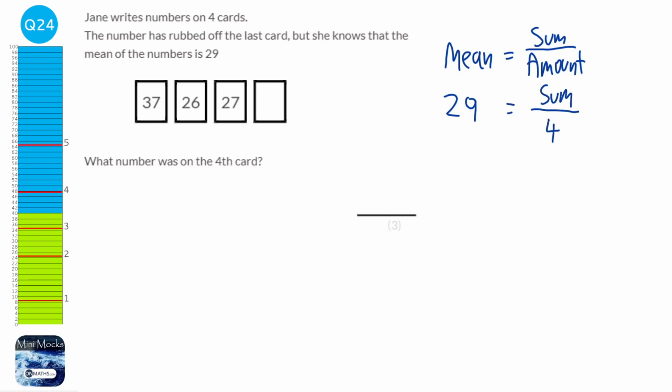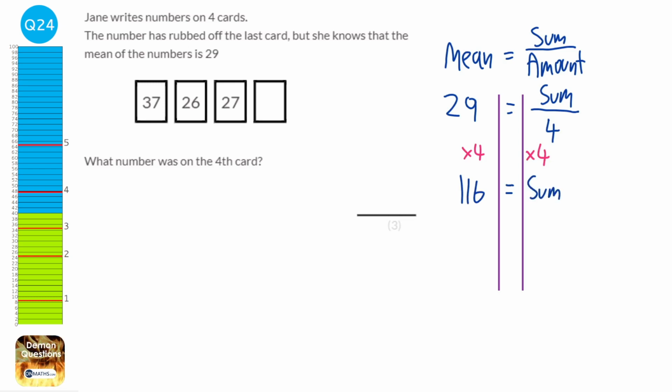So what we can do is just get our lines in and solve this. What we're going to do is just times both sides by 4. So we're going to do 29 times 4, which is 116. And so we know that the sum of the numbers will be 116.